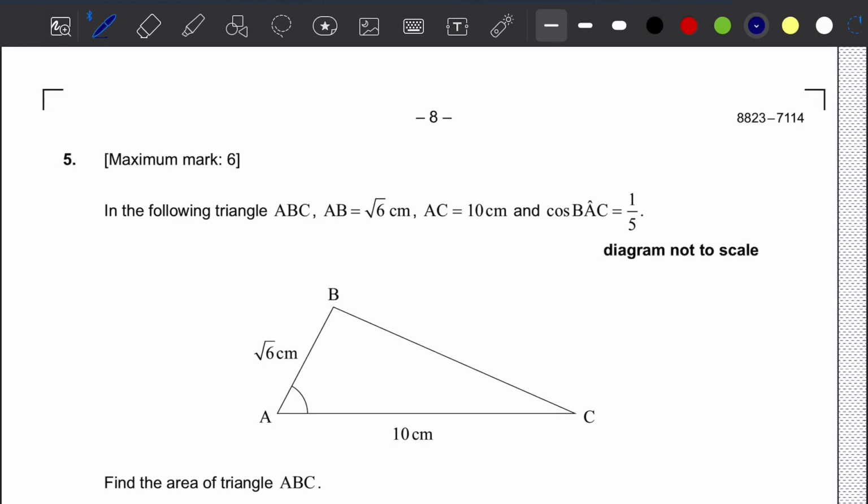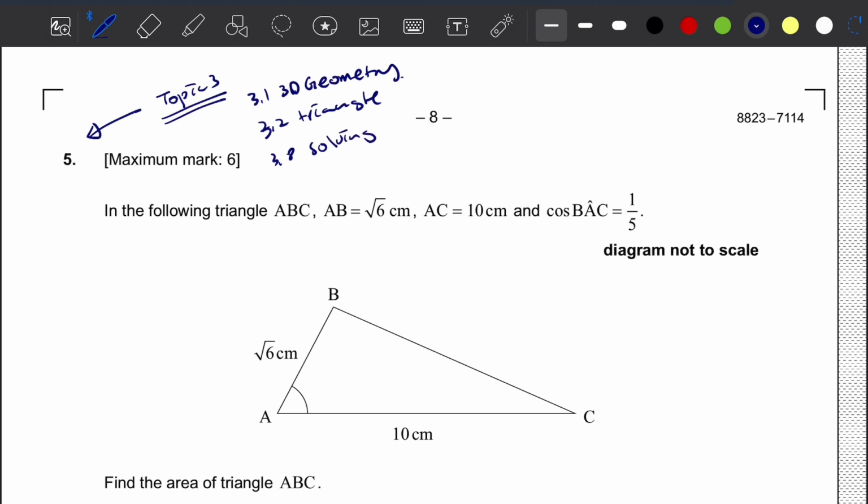Question number 5. This question is derived from topic 3, the trigonometry section of your curriculum. Specifically, this is from 3.1 3D geometry, 3.2 triangle section, and the 3.8 solving trig equation section of topic 3 of the curriculum.